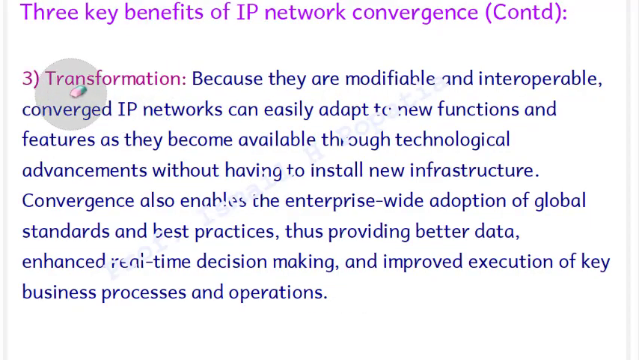The third one is transformation. Converged IP networks are modifiable and interoperable. So they easily adapt to new functions and features as they become available through technological advancement, without having to install new infrastructure. This is one of the great advantages. Suppose in future you want to make some changes or technological advancements; it becomes much easier with these converged IP networks. So this is one of the advantages.